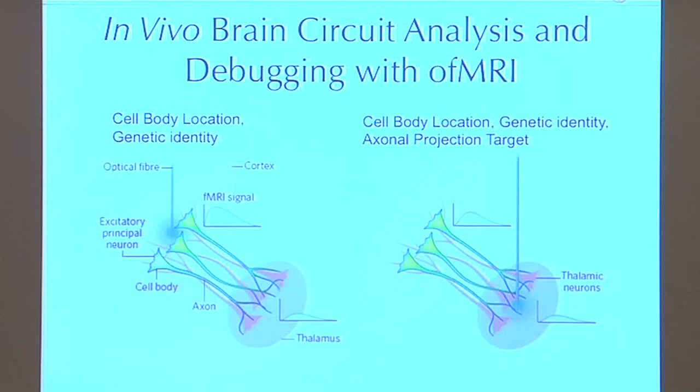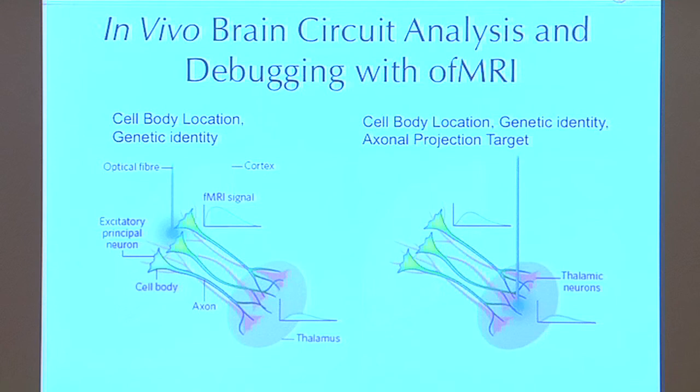And so in summary, the in vivo brain circuit analysis using OFMRI that I have shown so far can be conducted using these two different strategies. First, by injecting these anterograde viruses into a certain site while stimulating at the same region, you can select for cell types based on cell body location and genetic identity and look at the downstream circuit responses associated with it. While if you inject in a certain location while stimulating at its axonal projection target location, you can select for its cell body location, genetic identity, as well as its axonal projection target, and look at downstream activity from these selected groups of neurons.